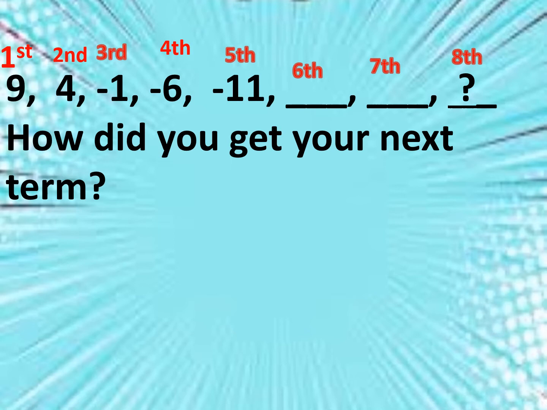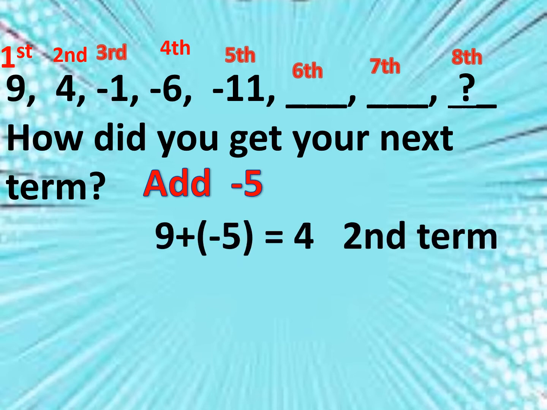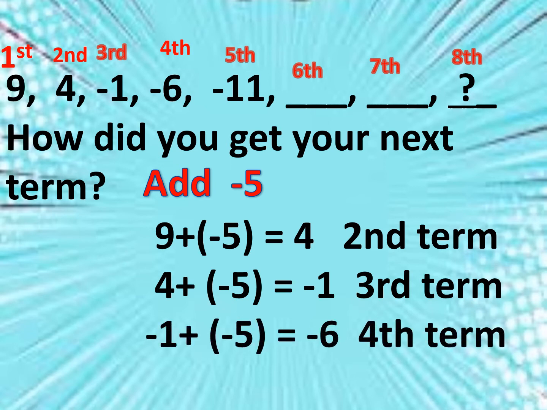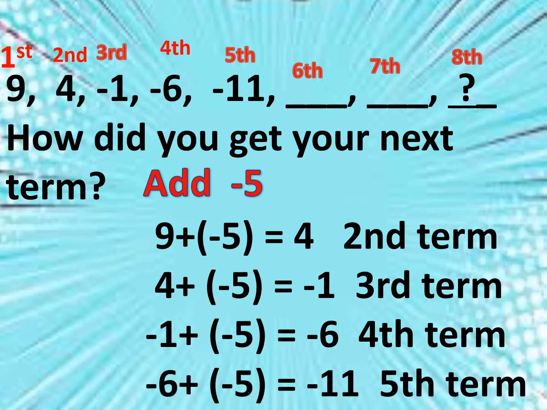So let's start from 9. You have to add negative 5. 9 plus negative 5 equals 4, and that is our second term. 4 plus negative 5 equals negative 1, the third term. Negative 1 plus negative 5 equals negative 6, the fourth term. Negative 6 plus negative 5 equals negative 11, the fifth term.